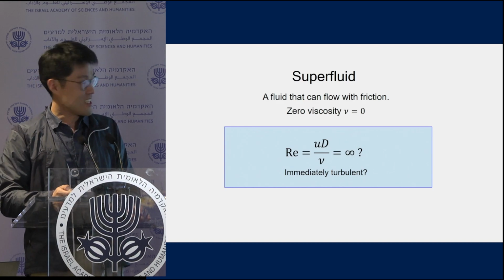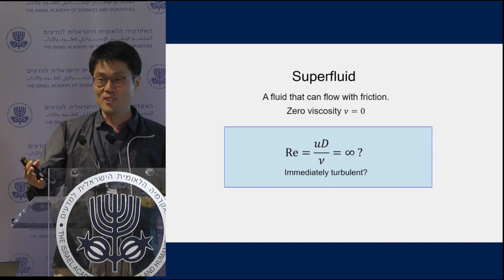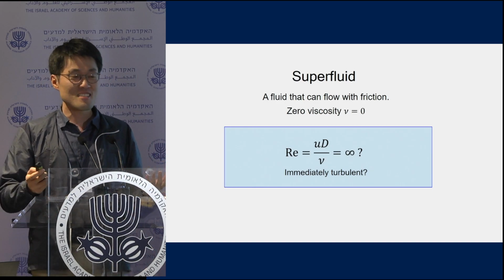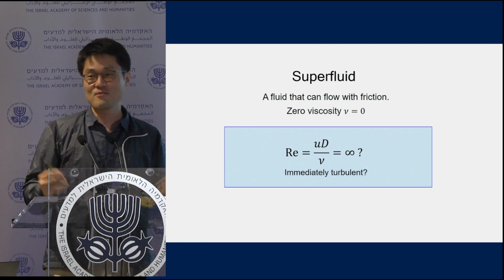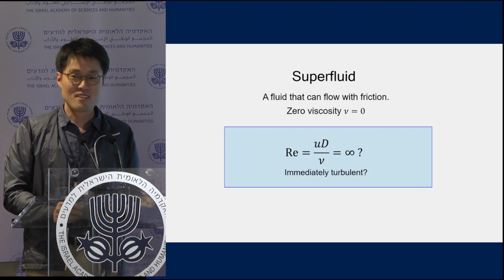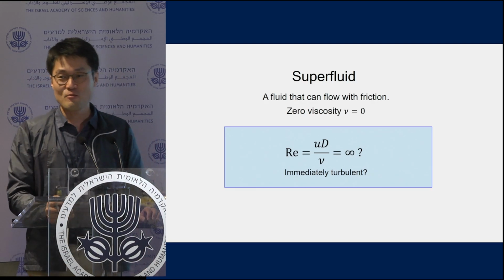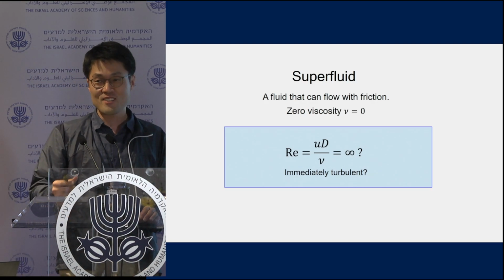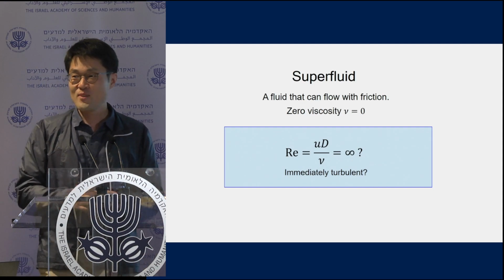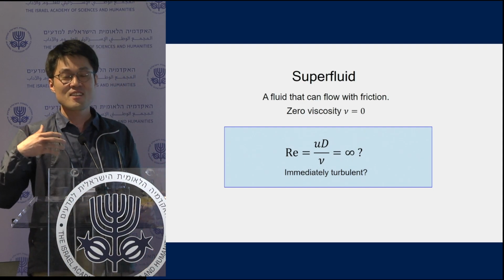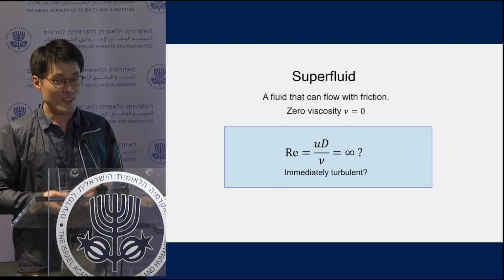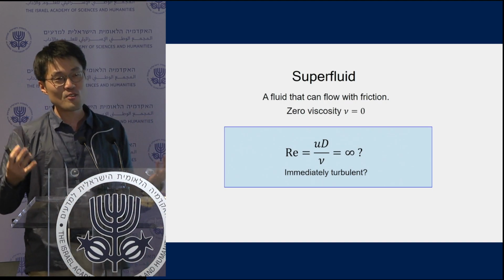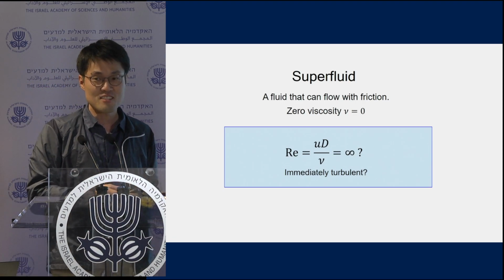So what does it mean? If we think about the Reynolds numbers, then this means it's infinite Reynolds numbers. We know that once you have high Reynolds numbers, it would become turbulent, right? Then a superfluid would be immediately turbulent in your system, but it is a superfluid, right? So it should be flowing without friction, right? So a classical notion cannot apply to the superfluid system, definitely.